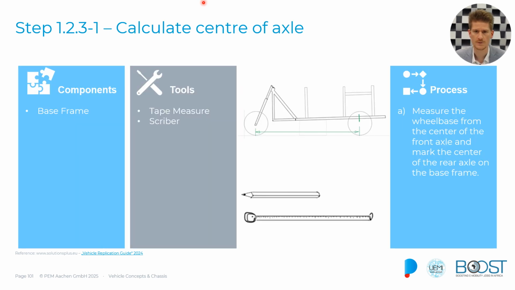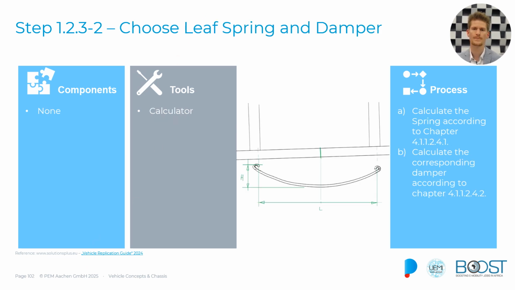The first step is to calculate the center of the axle. For that we would need the base frame as we have it right now, a tape measure and a scriber, and we would measure the wheelbase from the center of the front axle, and mark the center of the rear axle on the base frame. So this is our rough approximation of what we need to have for the wheelbase.